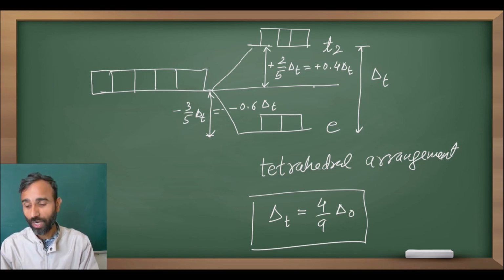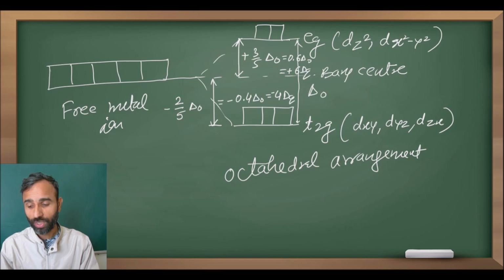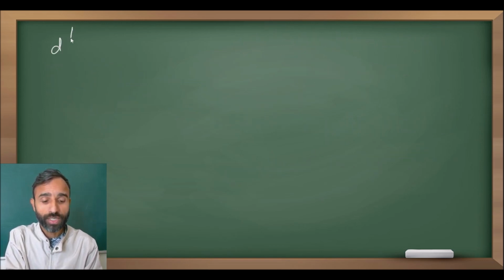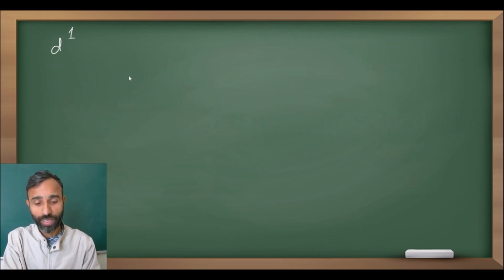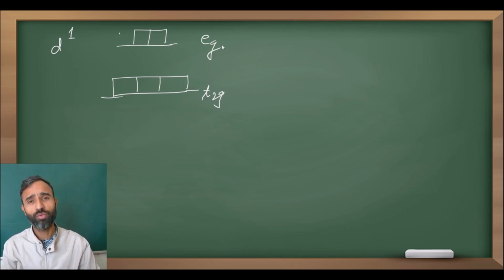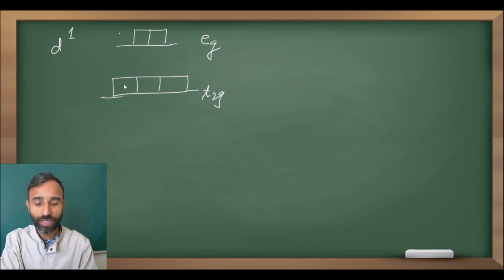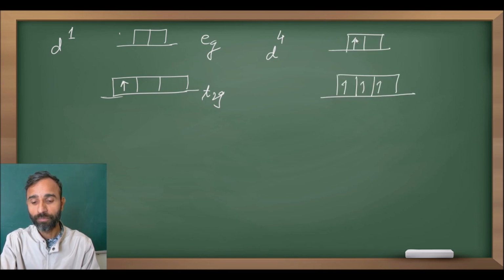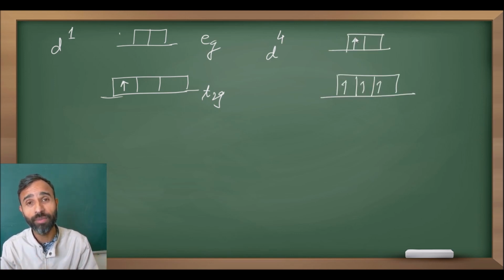Okay, now come to the electronic configuration. So first d1. So d1 is, this is T2g, Eg. I am talking about octahedral only. And then in tetrahedral we just reverse them. That's it. Okay, in d1 there is one electron. In d4 it is like this. d4 all high spin, because Orgel diagram is meant for high spin complexes only.